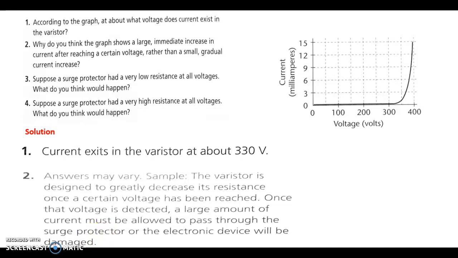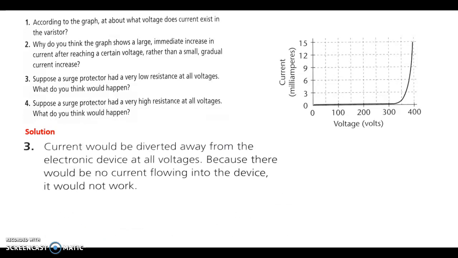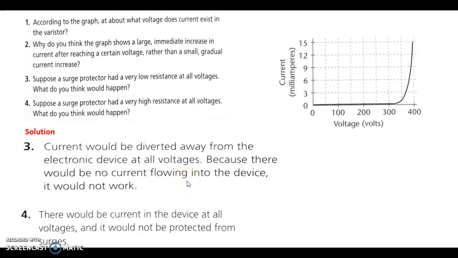Now, suppose a surge protector had very low resistance at all voltages. What do you think would happen? If this is a true low resistance, then current will always tend to pass through the protector, whether it's high current or low current. It will always tend to pass through the protector with low resistance and not pass through the device, so the device won't function. So current would be diverted away from the electronic device at all voltages because there would be no current flowing into the device. It would not work.